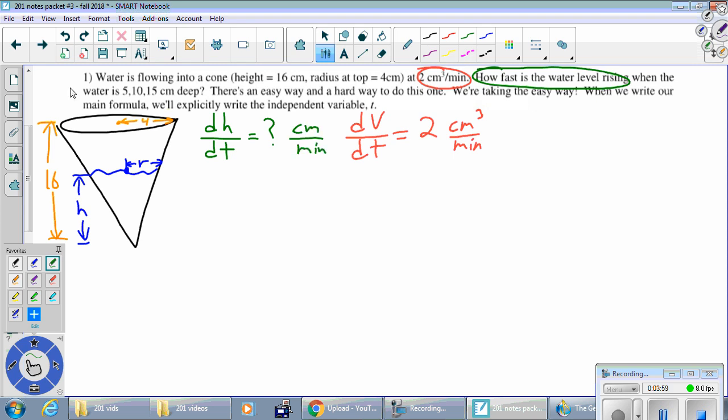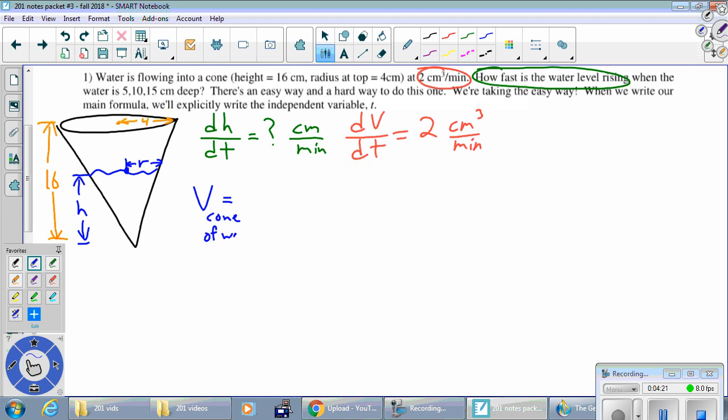Okay. And so it sure feels like we should have a formula for the volume of water that's in the cup at any moment in time, because we know something about the way the volume is changing. So that drives us to say, okay, let's come up with a formula for the volume of the cone of water.